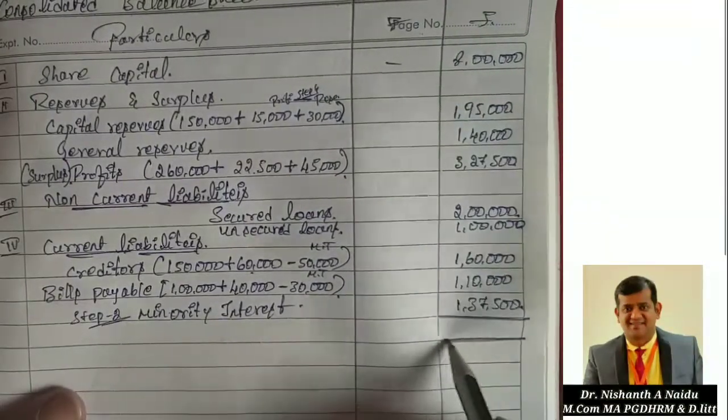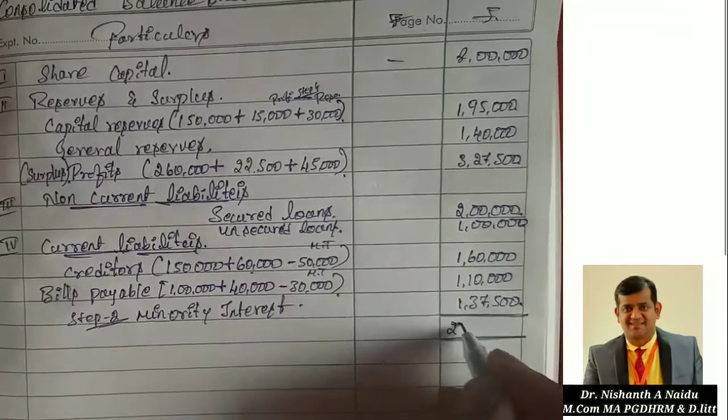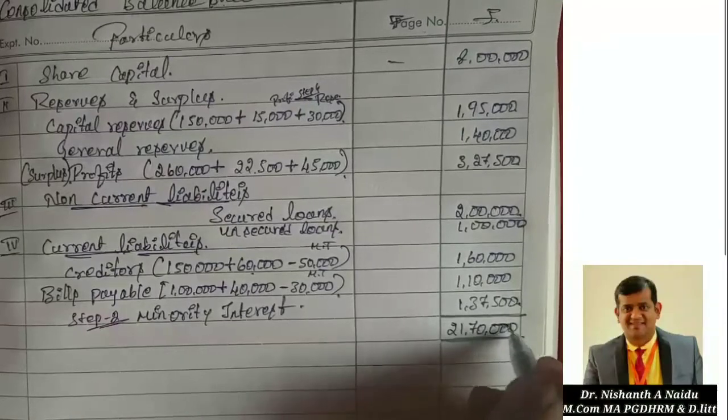Now I am doing the total of liabilities. Take one by one: 8 lakh plus 1,95,000 plus 1,40,000 plus 3,27,500 plus 2 lakh plus 1 lakh plus 1,60,000 plus 1,10,000 plus 1,37,500. So that becomes 21,70,000 rupees. I got it.